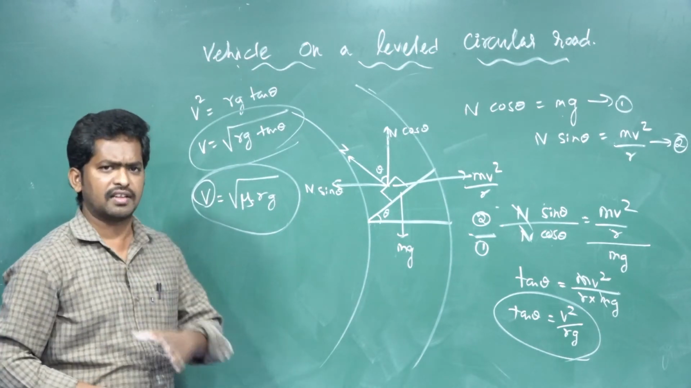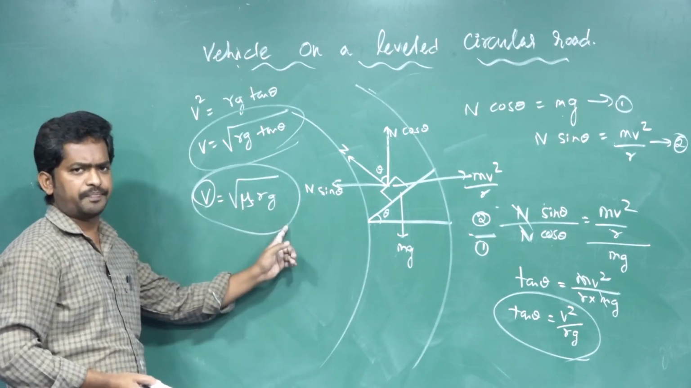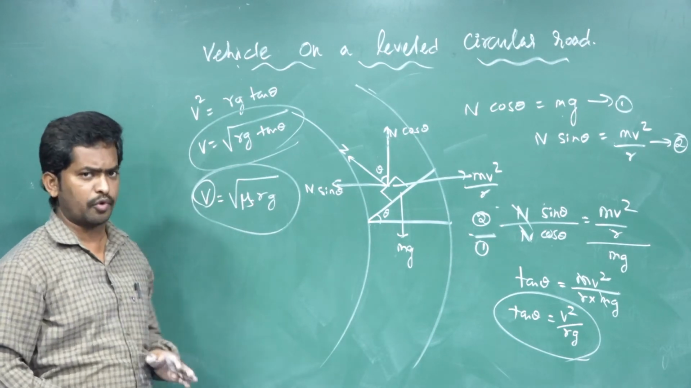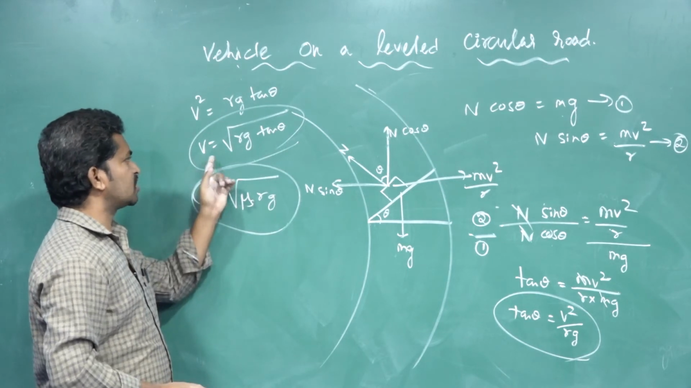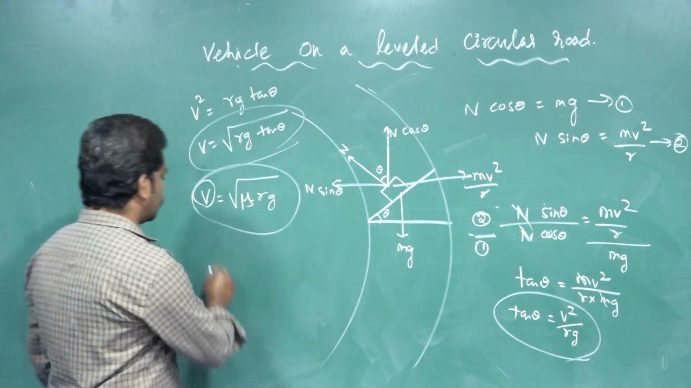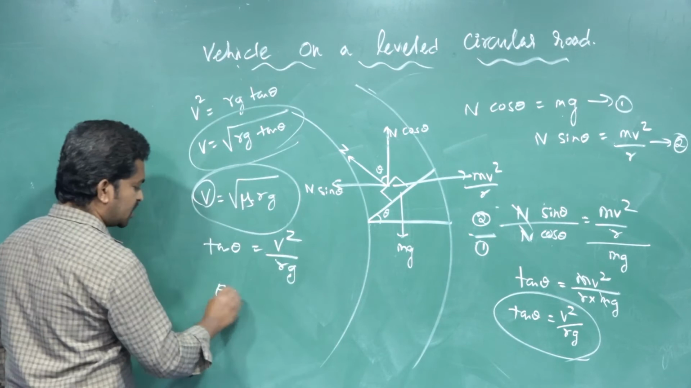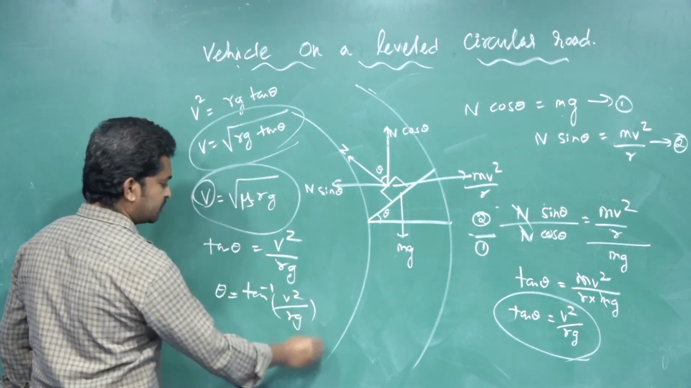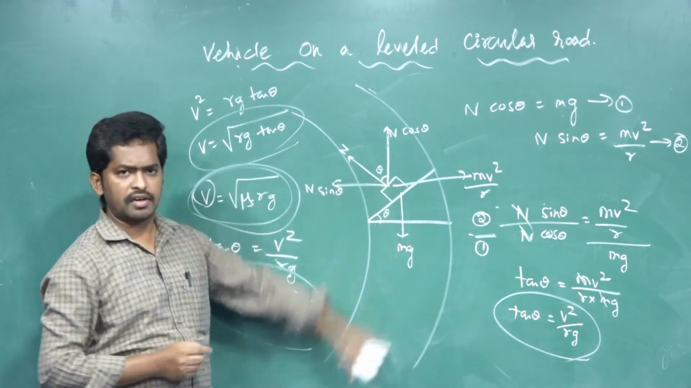For any vehicle, the velocity mainly depends on v equals square root of mu rg, independent of mass. This is a very important key point. So v equals square root of mu rg. Here, v equals square root of rg tan theta. So tan theta equals v square divided by rg, and theta equals tan inverse of v square divided by rg. This is the banking angle. This is the velocity of a vehicle on a circular road.